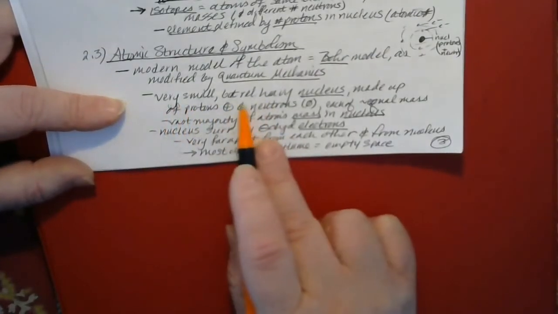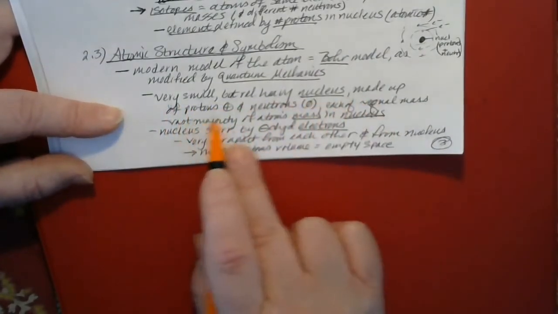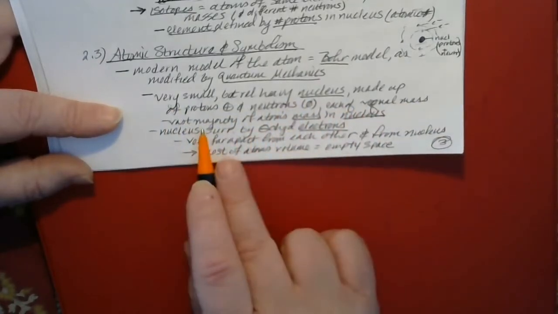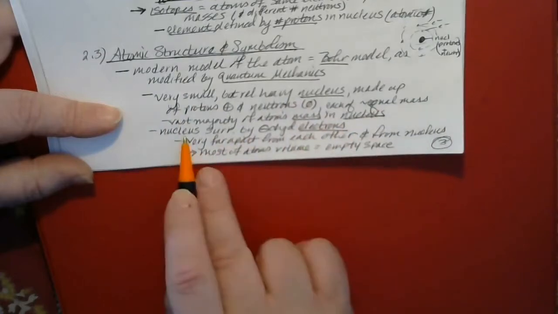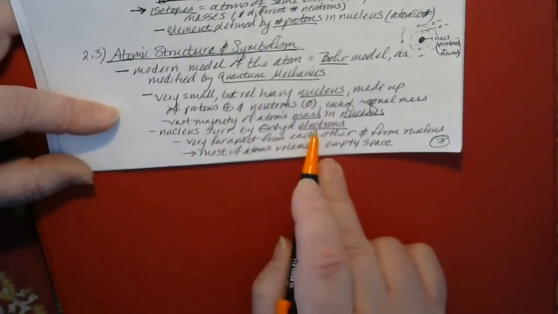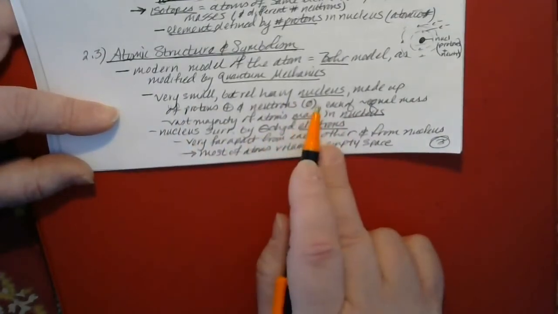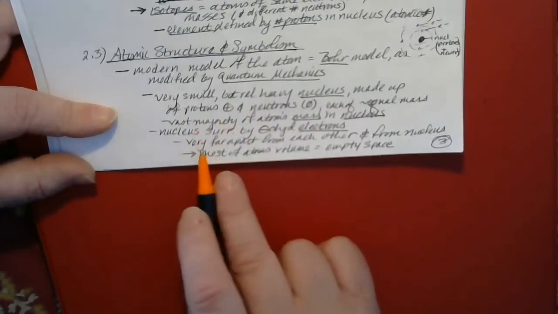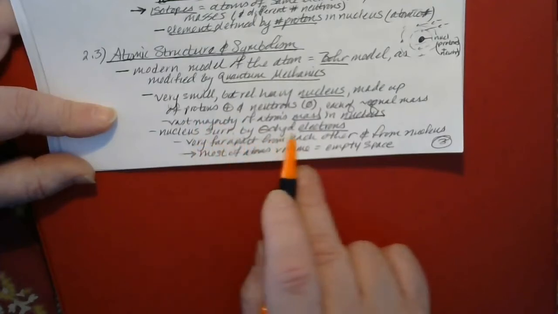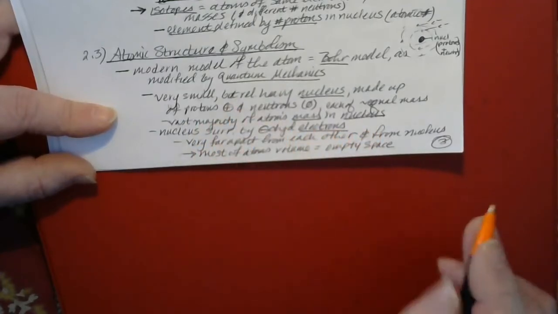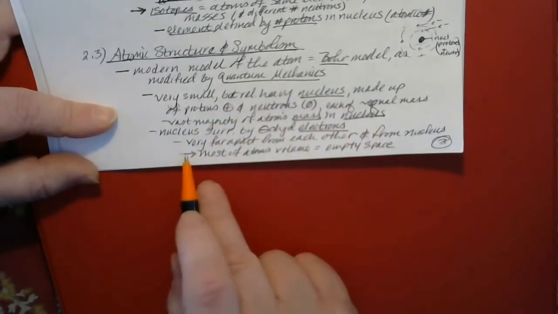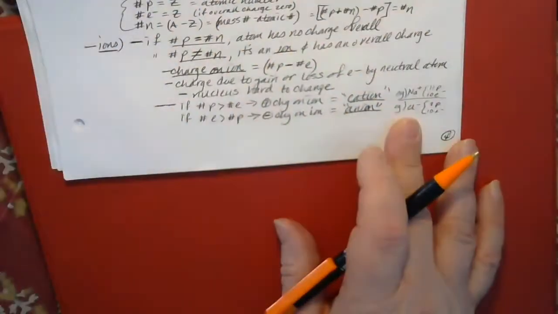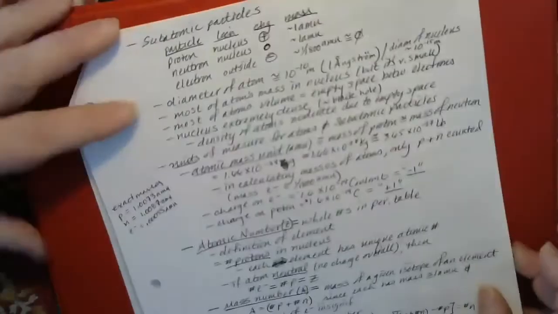So you have a very small but relatively heavy nucleus made up of protons and neutrons, each of more or less equal mass. A vast majority of the atom's mass is in the nucleus. The nucleus is surrounded by negatively charged electrons, the charge on an electron being the same in magnitude, but opposite in sign to the charge on a proton. Electrons are very, very light, about 1/1800th of the mass of a proton or neutron. The electrons are very far apart from each other and from the nucleus, and therefore most of the volume of an atom is empty space.